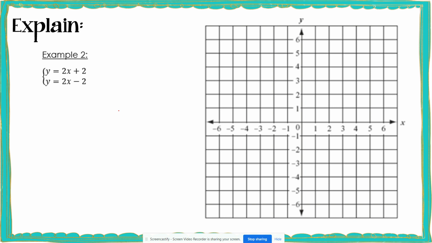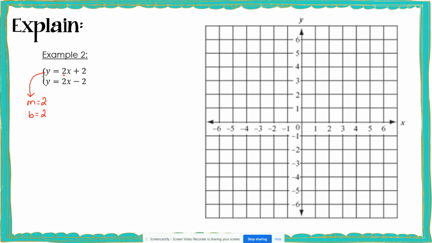Example 2 says y equals 2x plus 2 and y equals 2x minus 2. Well, let's start with our first equation. Both of these already have y by themselves, so I don't have to do any manipulating of my equation. I can just find their slope and their y-intercept. Well, for this one, the slope is 2 because that is my coefficient on x. My y-intercept is this positive 2 because it's being added by 2.